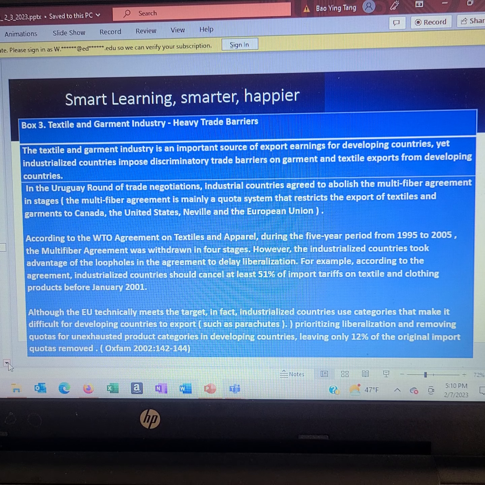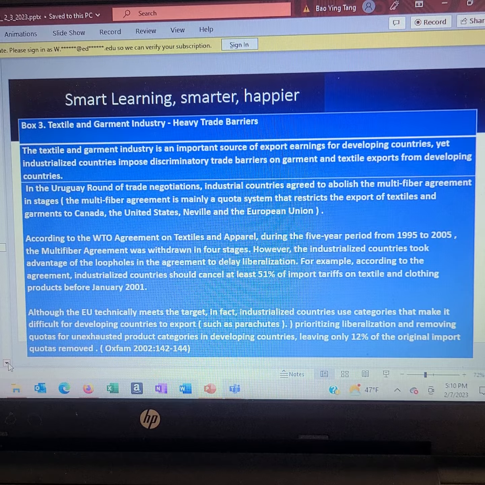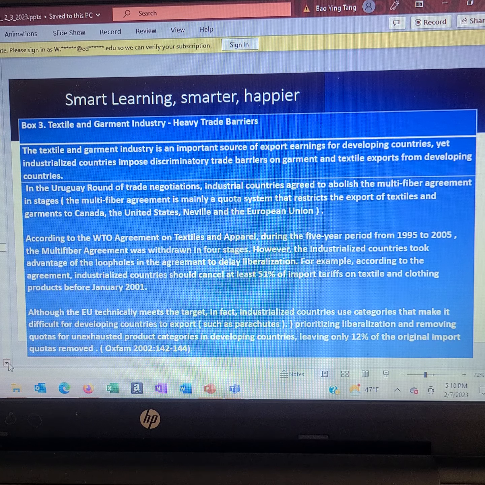The multi-fiber agreement is mainly a quota system that restricts the export of textile and garment to Canada, the United States, NAFTA, and the European Union. According to the WTO Agreement on Textile and Apparel, during the 5-year period from 1995 to the year 2005, the multi-fiber agreement was withdrawn in 4 stages. However, the industrialized countries took advantage of the loopholes in the agreement to delay liberalization.